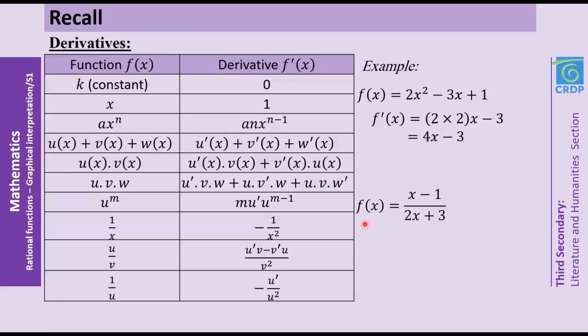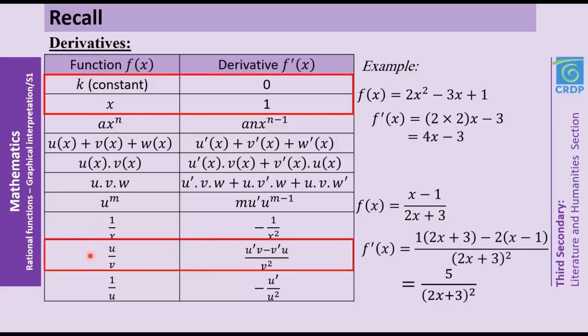Let's solve another example. Here we have f of x equals x minus 1 divided by 2x plus 3. For this example, we'll have to use these three functions. First, you'll notice that f of x looks like u over v. So its derivative would be u prime v minus v prime u over v squared.